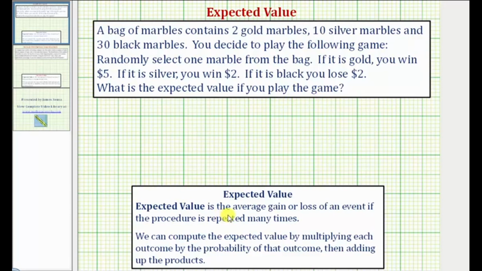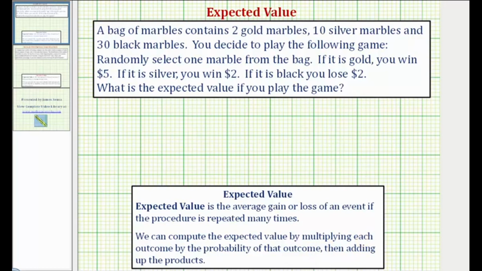The expected value is the average gain or average loss of an event if the procedure is repeated many times. We compute the expected value by multiplying each outcome by the probability of that outcome, then adding the products.